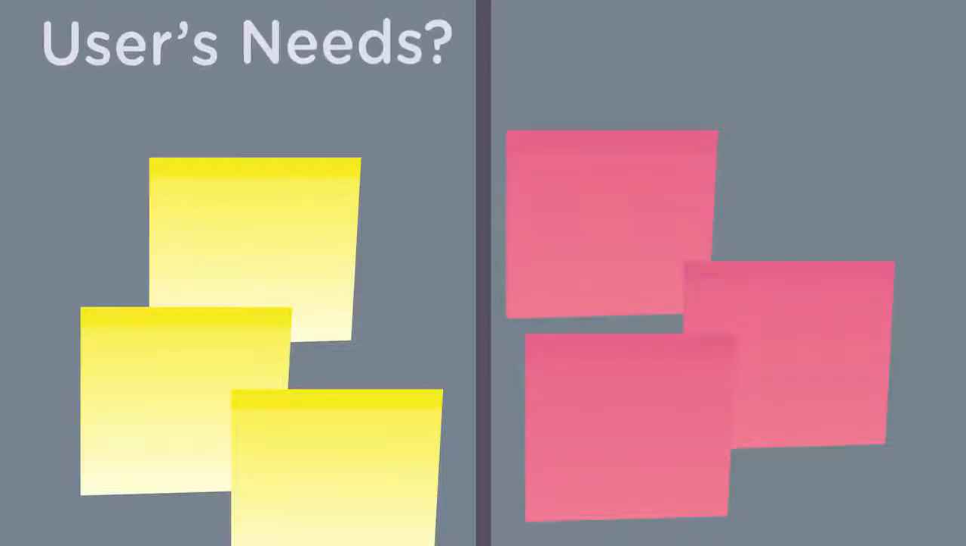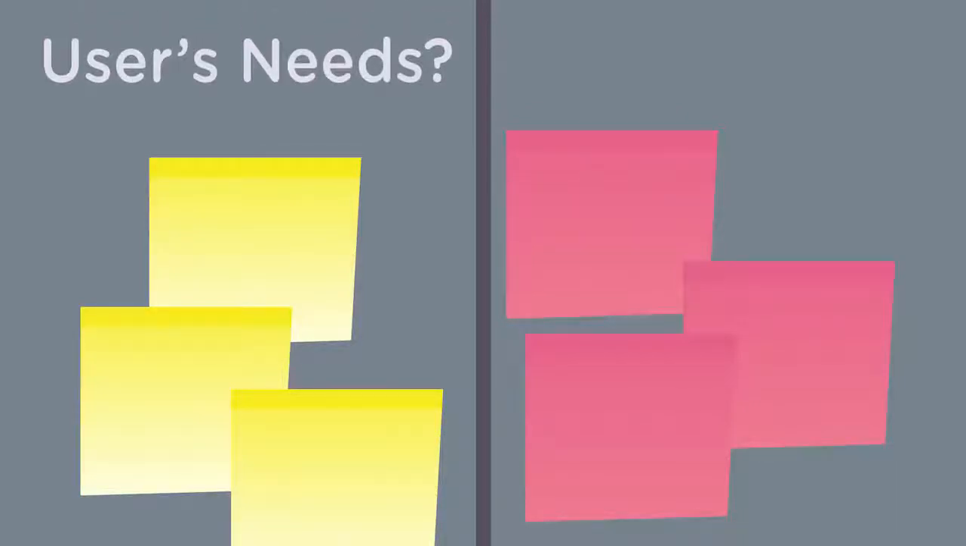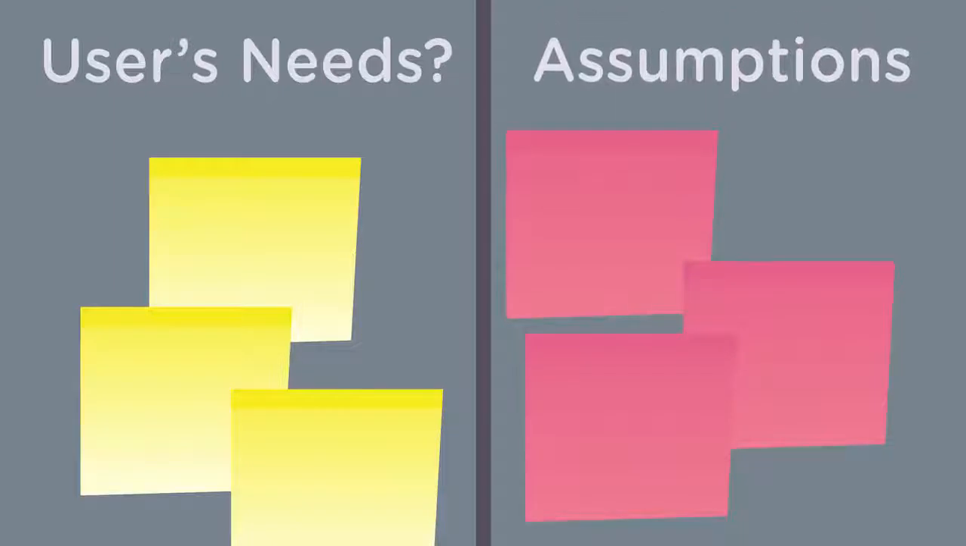Here's how the matrix works. It consists of two columns that you fill in with sticky notes. On the left, you have questions you want answered about your user's needs. And on the right, you'll place assumptions that you believe to be true about your user's needs.